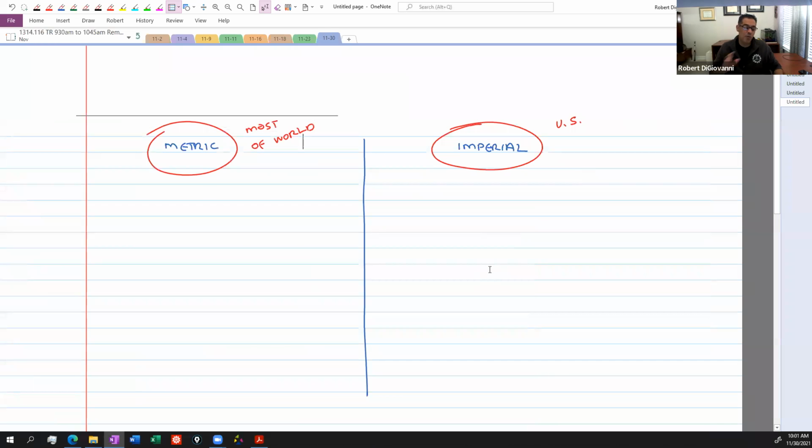So what we're going to do here is we're going to talk about the metric system first. Then we'll talk about the imperial system. And then what we're going to do is figure out how we go from one system to the next. Like if I give you a measurement in the metric system, can you convert that to a measurement in the imperial system? And vice versa. If I give you something in the imperial system, can you convert that to something in the metric system? All right, that's what we're going to do.